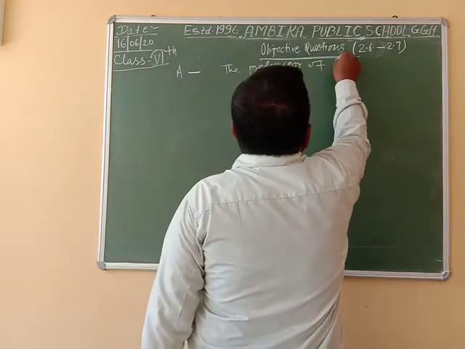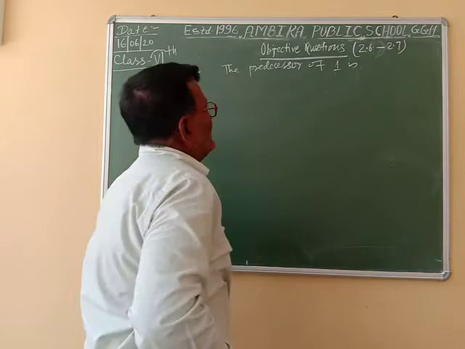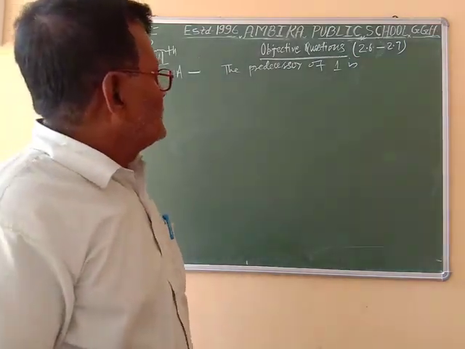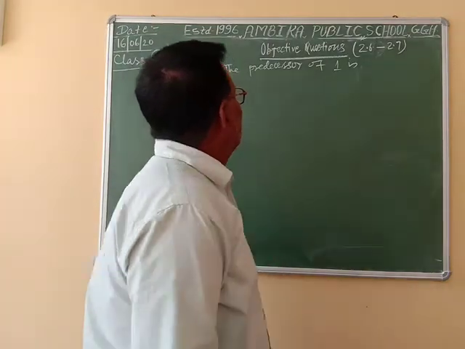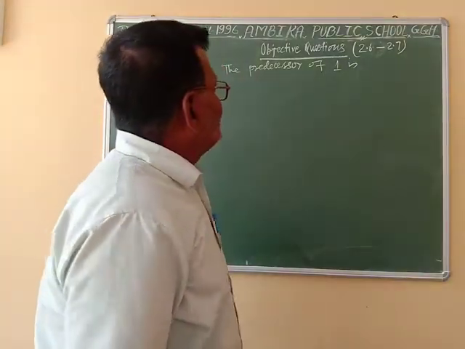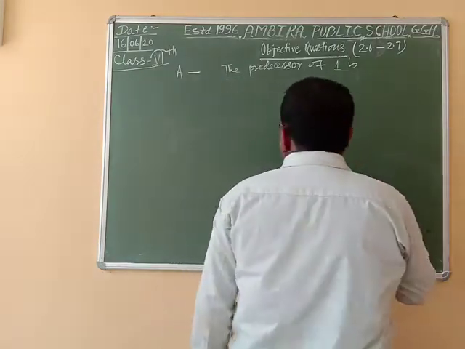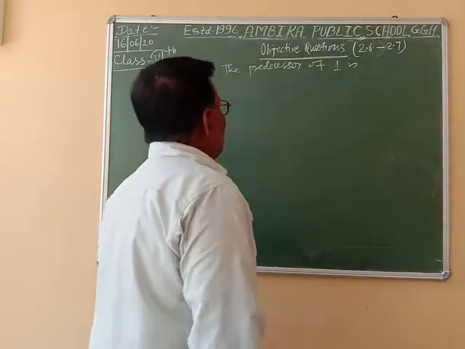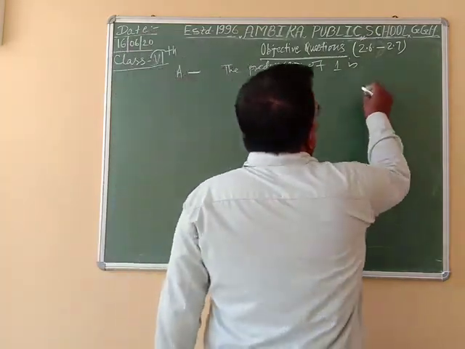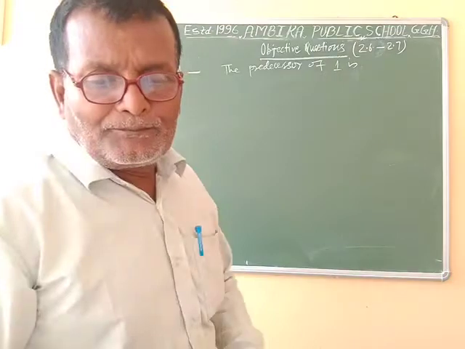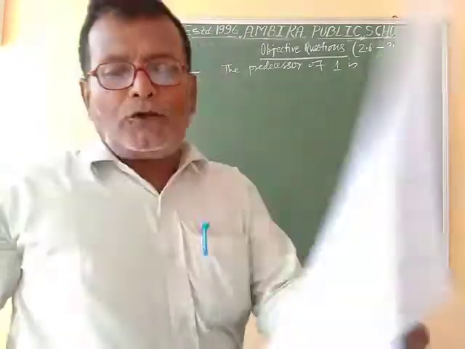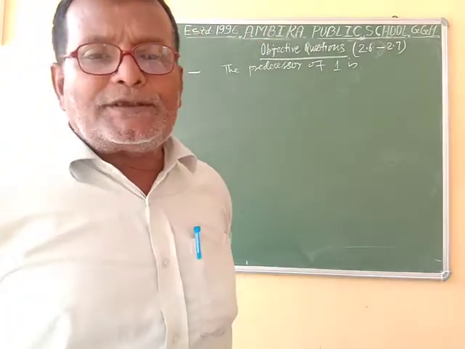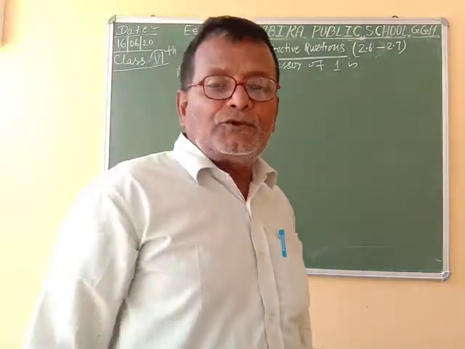the predecessor of 1 is, you are given 4 options of each question and you have to choose which is correct. We know that if we subtract 1 from a given number, we get the predecessor of that number. So the predecessor of 1 is 0, because 1 minus 1 is equal to 0. So option 2 is correct.